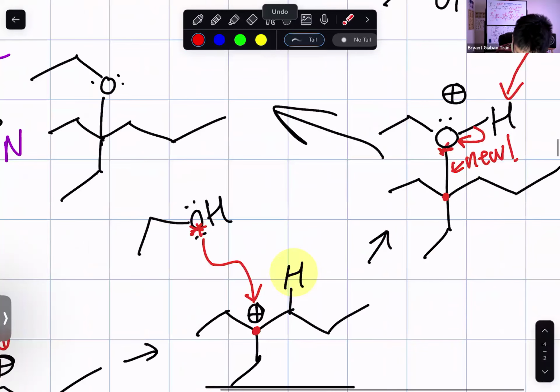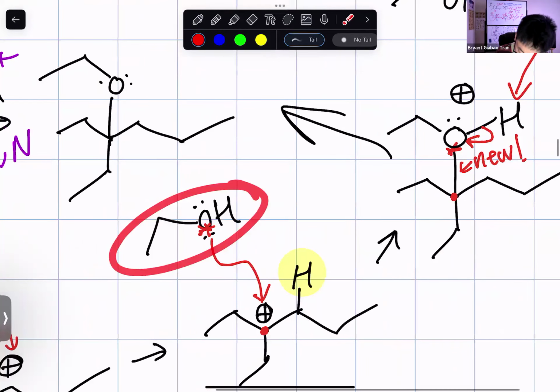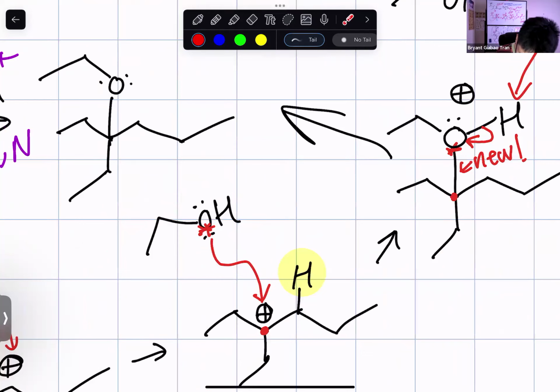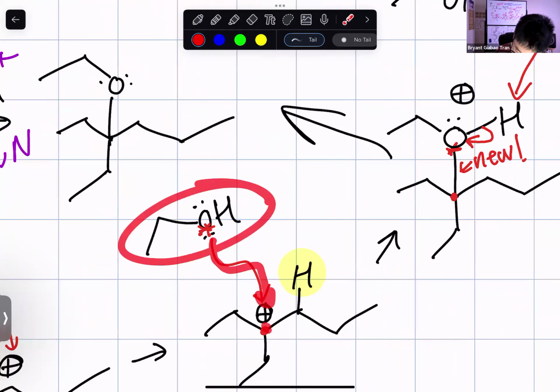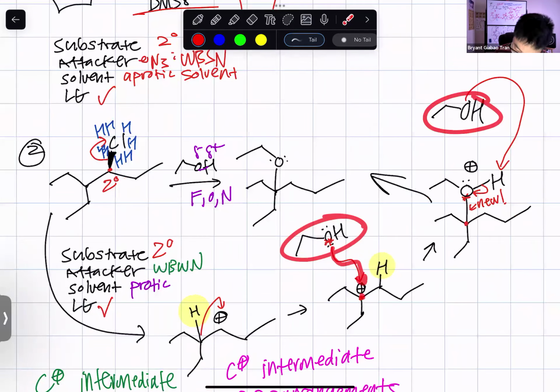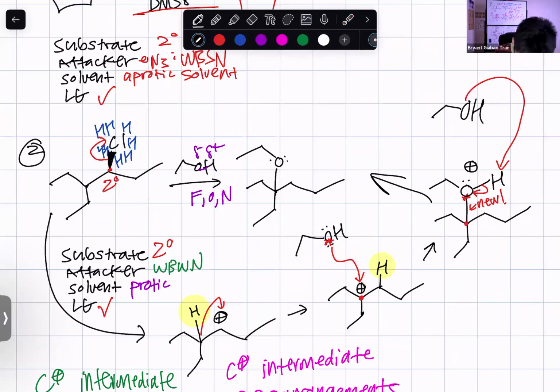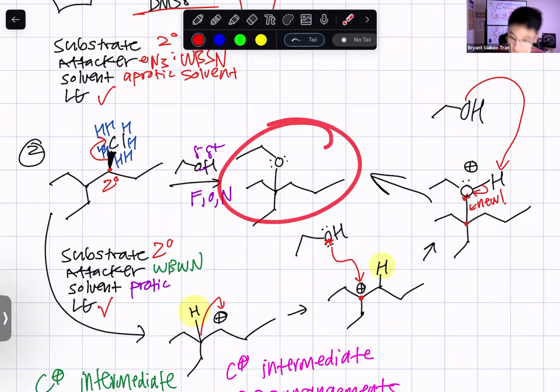But this ethanol right here acted as a nucleophile. It acted as a nucleophile because it made a new bond with the electrophile here. But this ethanol here acted as a base in the mechanism because it grabbed a hydrogen. Bases grab hydrogen. So this is the SN1 product here.